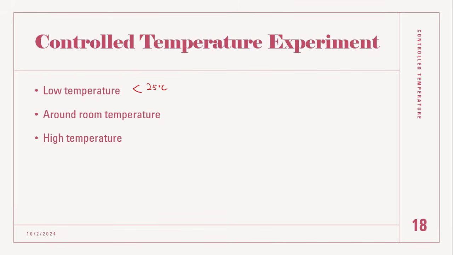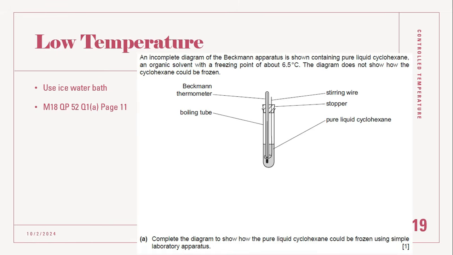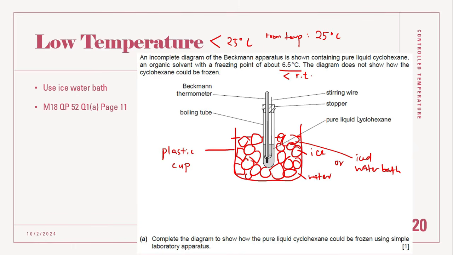Now around room temperature will be 25 before the boiling point of water, I'll put 80. And high temperature means higher than boiling point of water. Let's look at one experiment from a March 2018 paper. Now this is an experiment that they want you to carry out at 6.5 degrees Celsius. Freeze pure liquid cyclohexane. So that will require a temperature that's lower than 25 degrees Celsius.